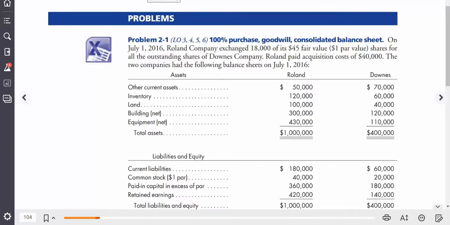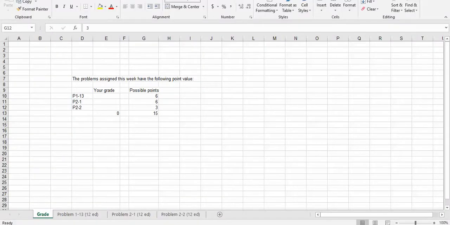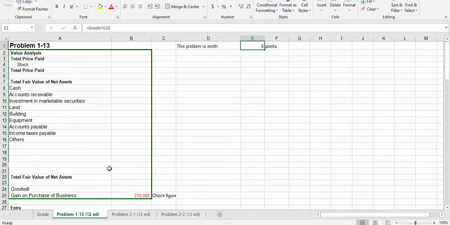First of all, let's look at the template that you're going to need. This template was provided for you in the assignment, and in the first part it gives you a breakdown. I did this so you could see which problems are weighted more heavily, so you can manage your time more wisely. I'm not going to go through problem 1-13, which is a little more straightforward.